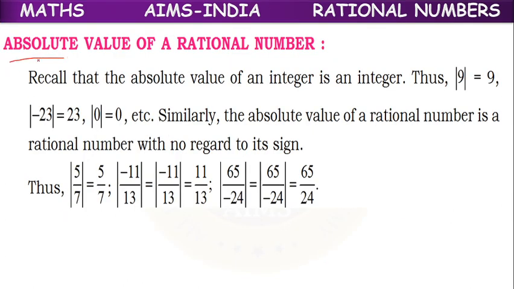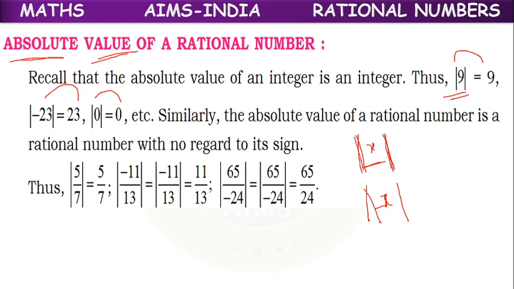So next we have absolute value. Absolute value means, in the case of integers we have learnt modulus of 9 equals 9, modulus of minus 23 equals 23, modulus of 0 equals 0. Means modulus of plus x or minus x. Absolute value means we have to keep the number inside these kinds of brackets, which we call modulus. Modulus of x, modulus of minus x.